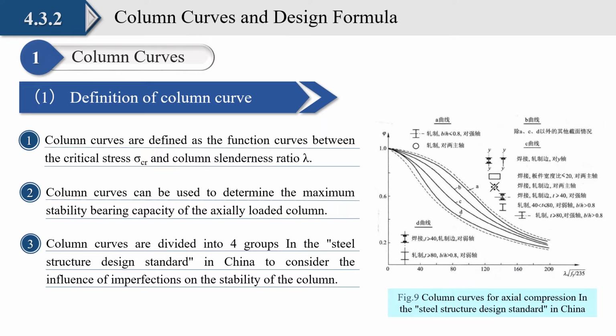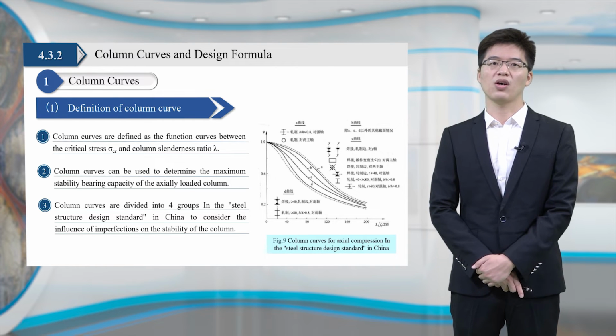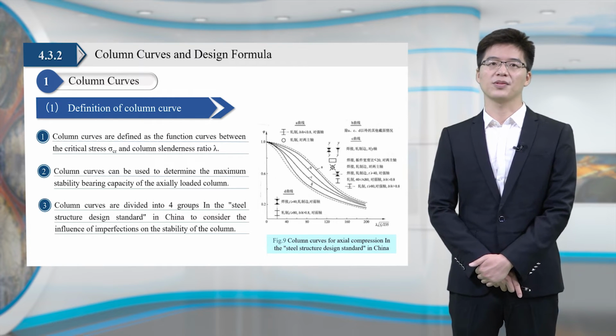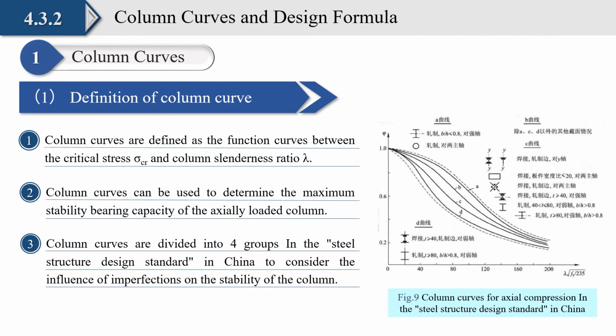After learning the method to determine the global buckling critical load of the column, let us further look at the design methods for the overall stability of the axially loaded column. In the design of a steel structure, we usually use curves called column curves to determine the maximum stability capacity of axially loaded compression members. These column curves are defined as the function curves between the critical stress sigma CR and the column slenderness ratio lambda.